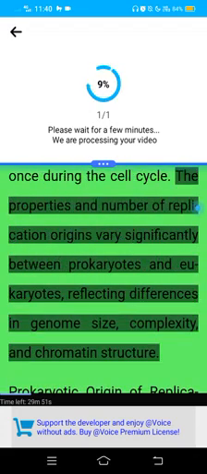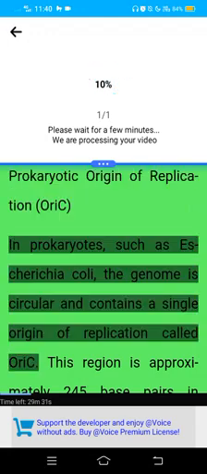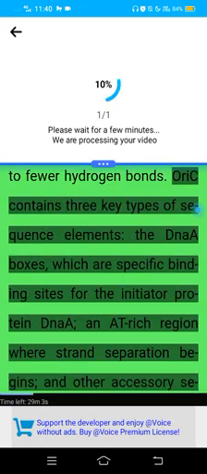The properties and number of replication origins vary significantly between prokaryotes and eukaryotes, reflecting differences in genome size, complexity, and chromatin structure. Prokaryotic origin of replication, OriC. In prokaryotes, such as Escherichia coli, the genome is circular and contains a single origin of replication called OriC. This region is approximately 245 base pairs in length and is rich in AT (adenine-thymine) base pairs, which are easier to unwind due to fewer hydrogen bonds. OriC contains three key types of sequence elements: the DnaA boxes, which are specific binding sites for the initiator protein DnaA, an AT-rich region where strand separation begins, and other accessory sequences that help regulate initiation.